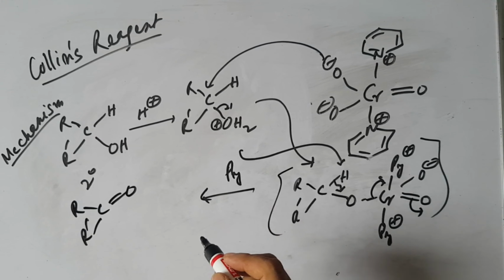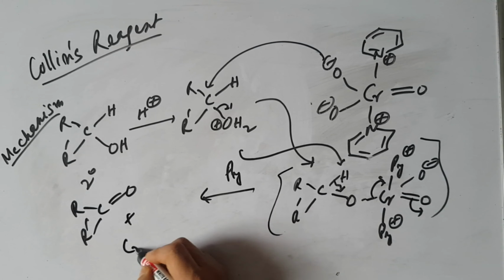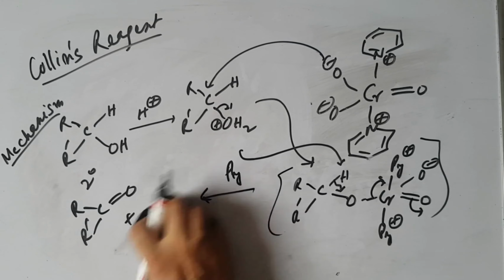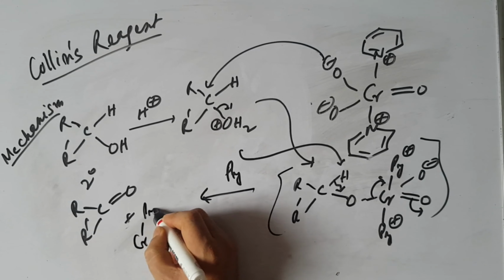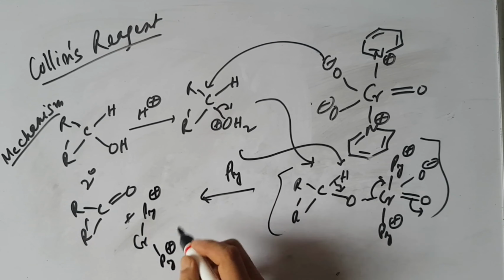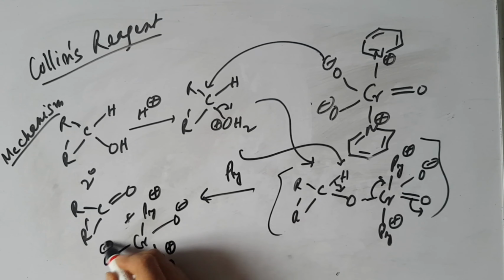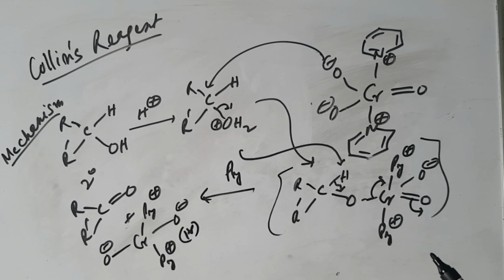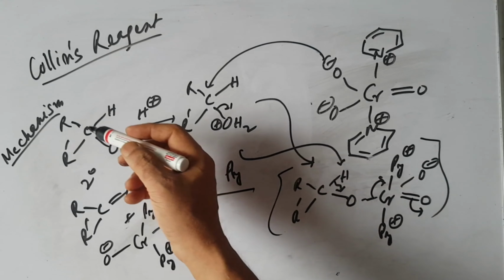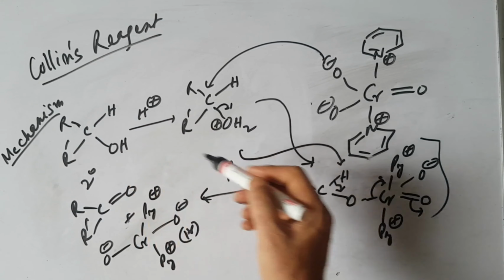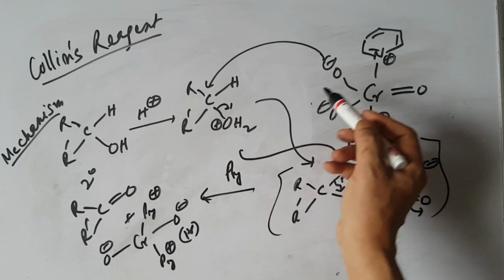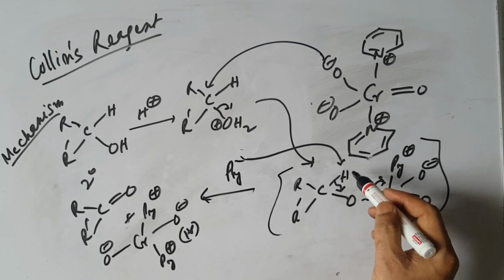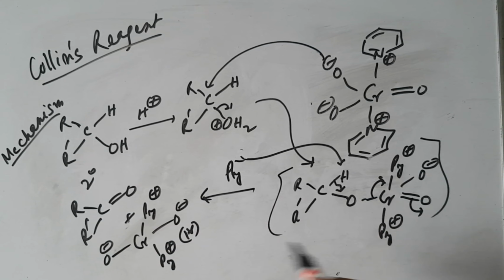In this way, the final product will be a ketone, plus this chromium 4 compound. Let me write down the structure of this one: chromium with pyridinium positive charge, pyridinium positive charge, and O negative. This is the chromium 4 complex. So repeating again, in the Collins reaction, the mechanism is protonation from the acid, then attack by the Collins reagent, water loss, got a complex, then pyridine base attacks here, picks up the proton, and you get a ketone. So this is about Collins reagent.